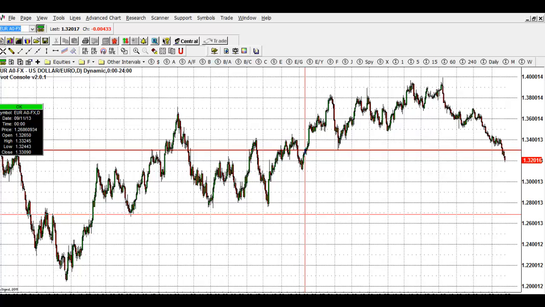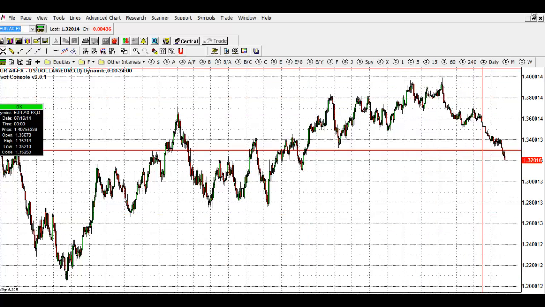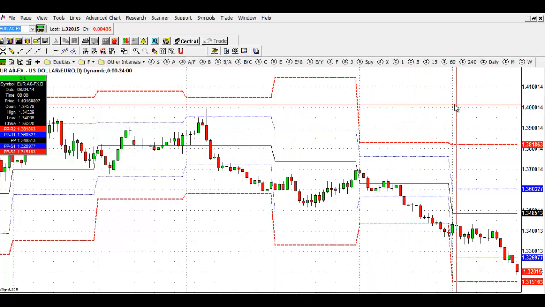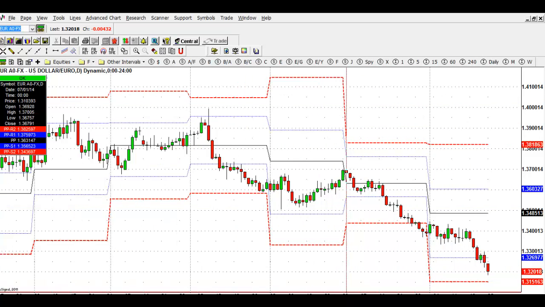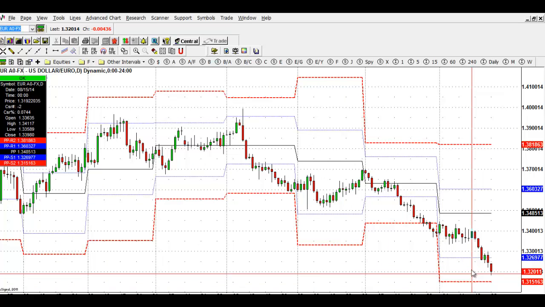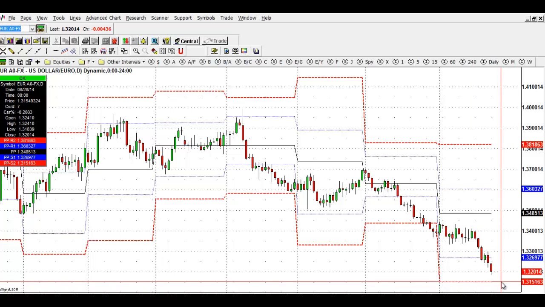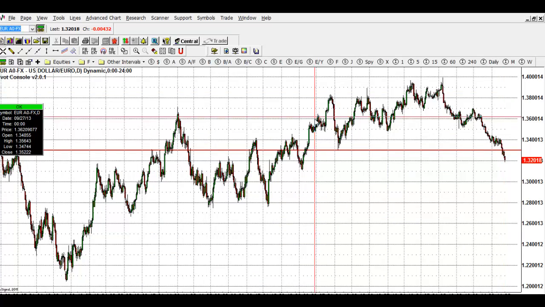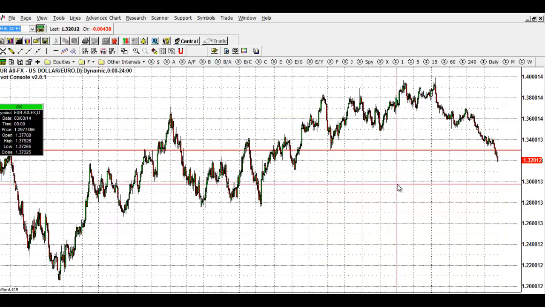Now, where will this decline end? We can take a look at our monthly pivot points, and we see that the market is close to the monthly S2 pivot point. So we will be keeping an eye out on that level, and the level is 131.51. We could see some support come in the market at 131.51.